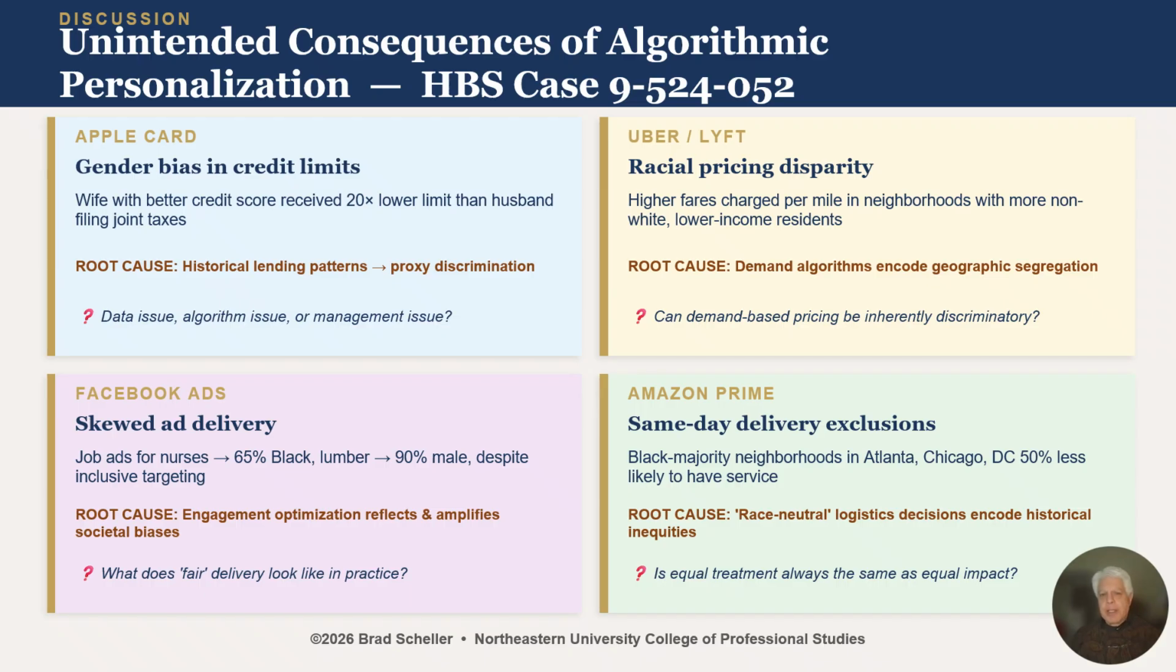Amazon. In Atlanta, Chicago, and Washington, D.C., neighborhoods with majority Black populations are approximately 50% less likely to receive same-day delivery service than comparable white majority neighborhoods. Amazon's logistics model uses race-neutral variables: population density, package volume, delivery cost. But the outcome is racially correlated. Equal process, unequal impact. Your discussion post this week should engage with at least two of these cases.